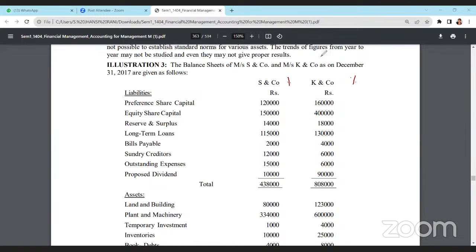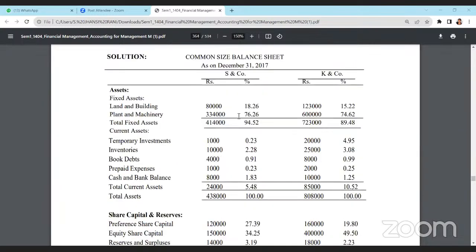Then what is the percentage? What are we going to calculate? Let's see that. See, the format we have written, the amount we have written. Then how are we getting the percentage? In the percentage, we take total assets as the base. So 4,38,000 is the total, that I will take as 100 as base.